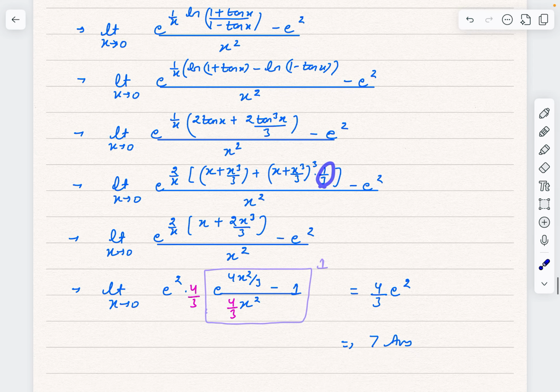Now when you expand this, we don't need powers more than 3 because in the denominator we have x square and outside we have 1 by x. So only the powers up to x cube will be required. When you solve it, you get x plus 2x cube by 3. All the higher powers of x we will ignore. So here x and x can cancel out. You can take e power 2 common from here. So e square outside, you get e power 4x square by 3 minus 1, divided by x square, multiplied with 4 by 3. Again, this thing will be 1. So you get 4 by 3 e square. So p and q will be 4 and 3 respectively. So the answer will be 7.